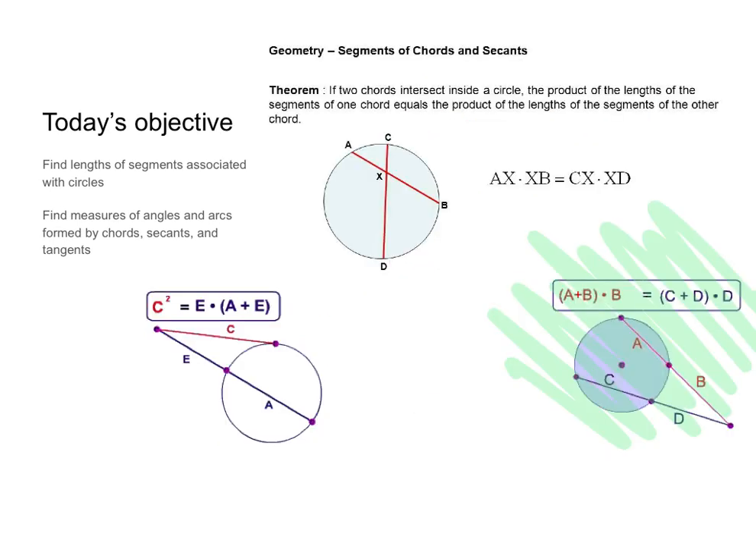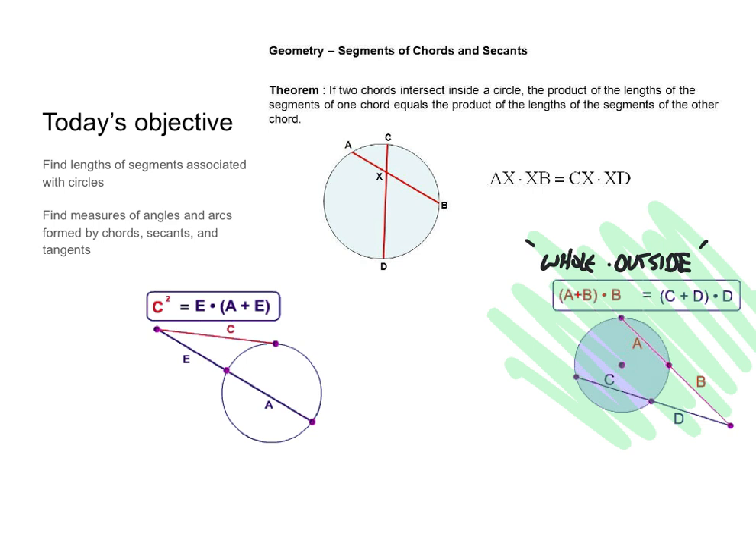But what if they're not two chords? What if they're not segments that are defined or divided inside a circle? What if they are like what we have identified in green here? Take a moment to pause and observe the relationship. I like to call this one the whole times outside method.